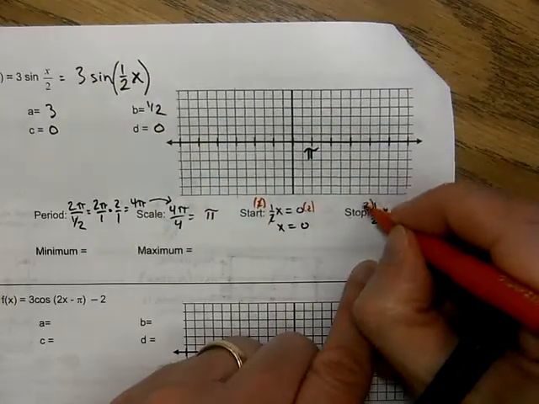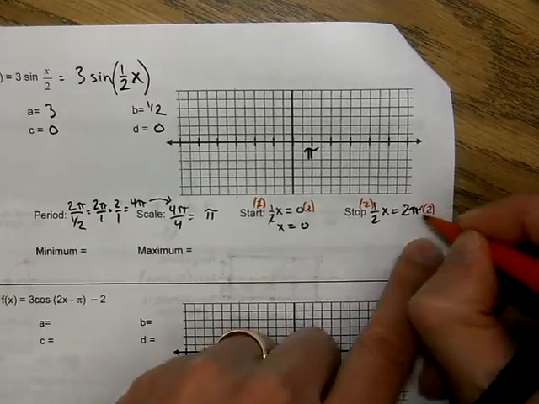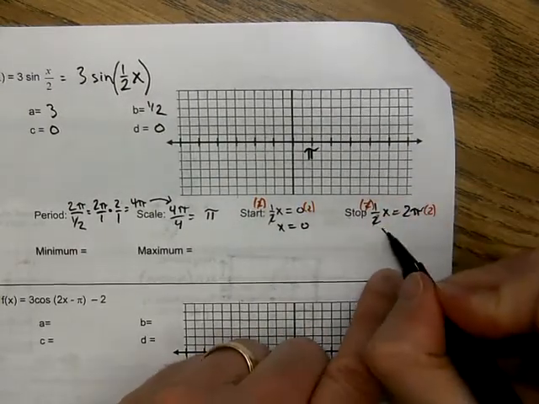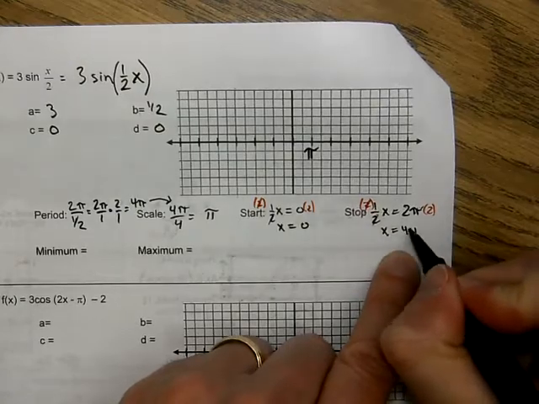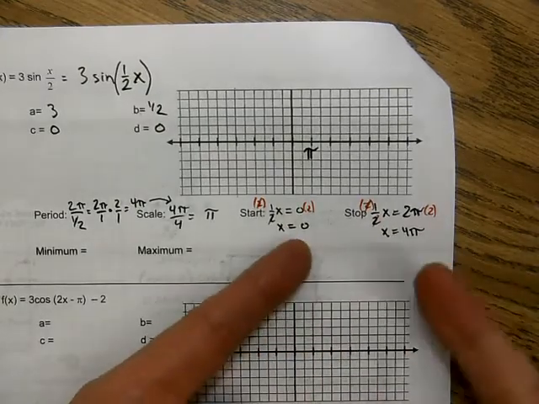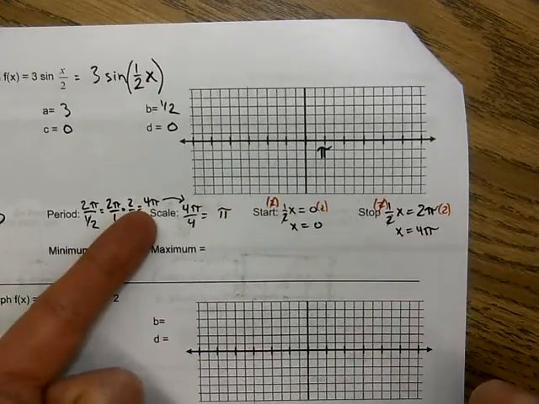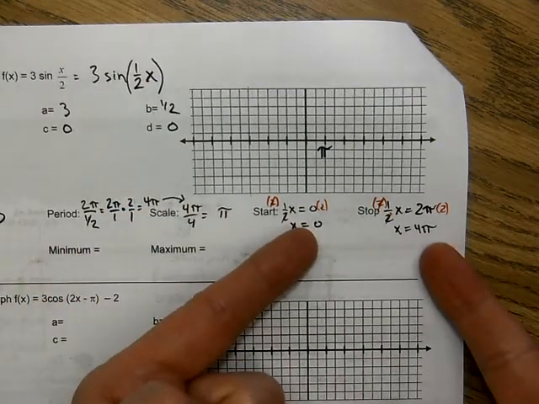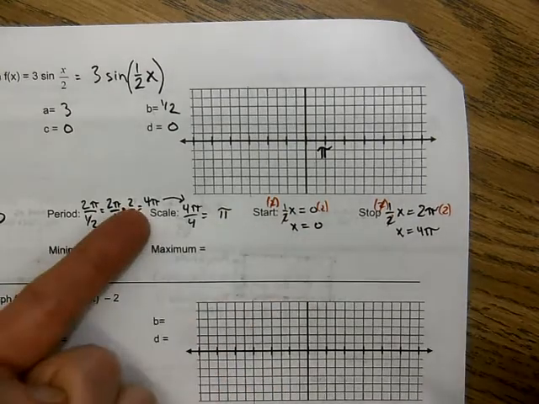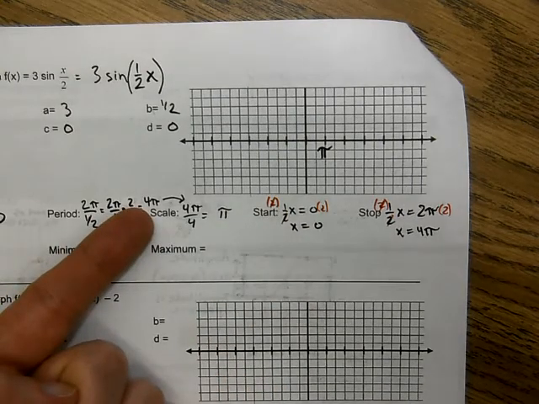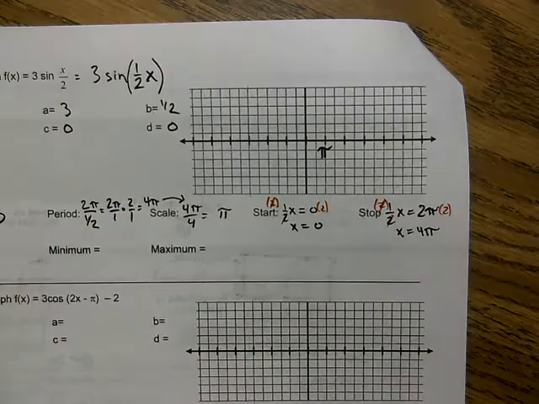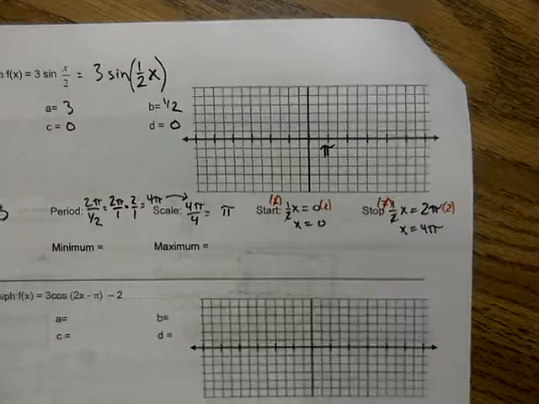Isolate the variable, we'll multiply both sides by 2. And so we get x equals 4 pi. So if you think about the distance between the starting and the stopping point, that should match the period that we calculated earlier. If you get a distance that is much bigger or smaller than the period length, then we know there's a mistake in our math, and that's just a bit of a self-check.